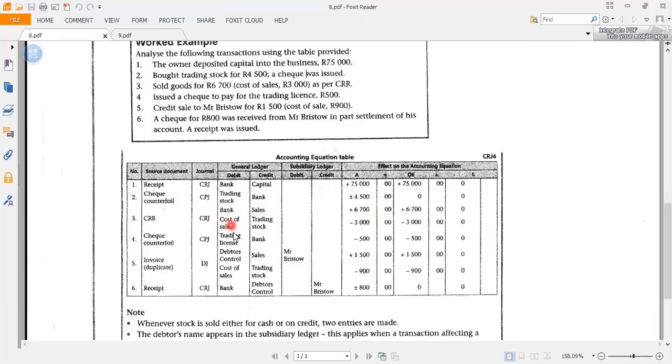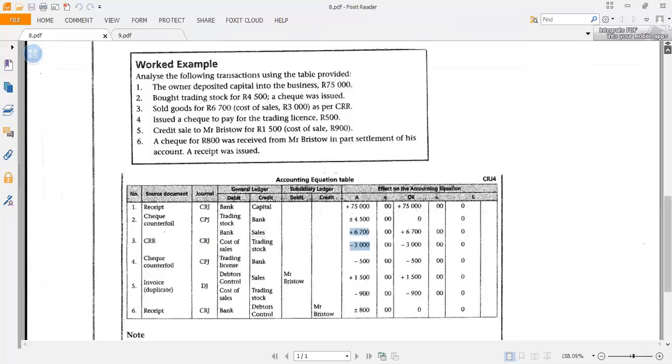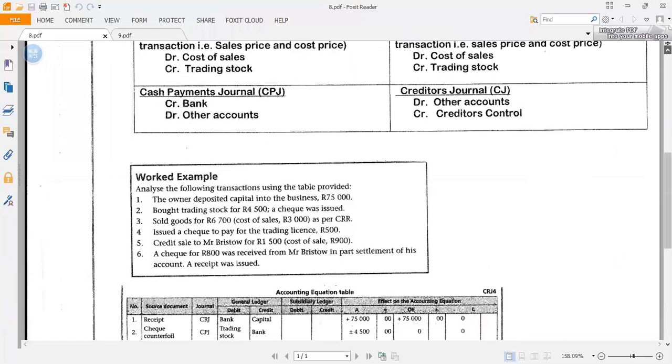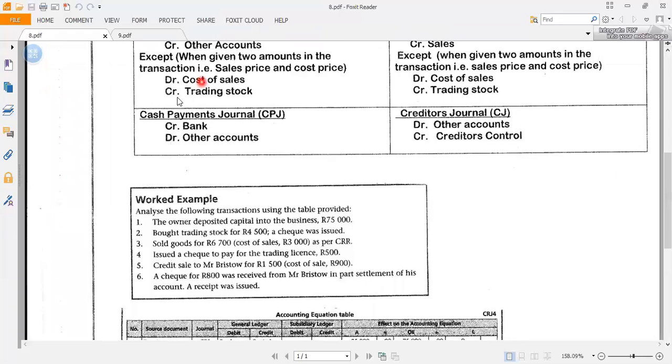Cost of sales is debited, and I'm going to credit trading stock. You recall cost of sales, trading stock, CRJ. Let's go back. I'll show you how to use these rules. Can you see? Debit cost of sales, credit trading stock. Can you see, learners? These are the rules. Okay.